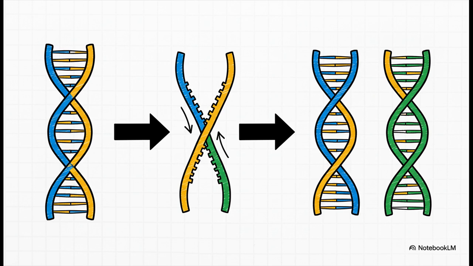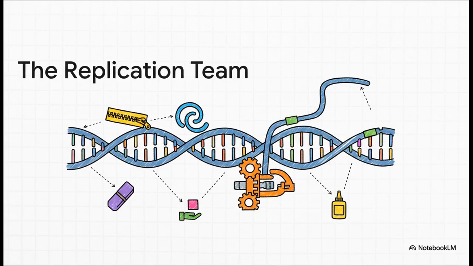So you end up with two new DNA molecules that are identical, and each one is made of one old strand and one new strand. It's just a beautiful, simple system for making a perfect copy. Now, this whole process doesn't just happen by itself. It takes a whole team of specialized enzymes, a real molecular all-star lineup.